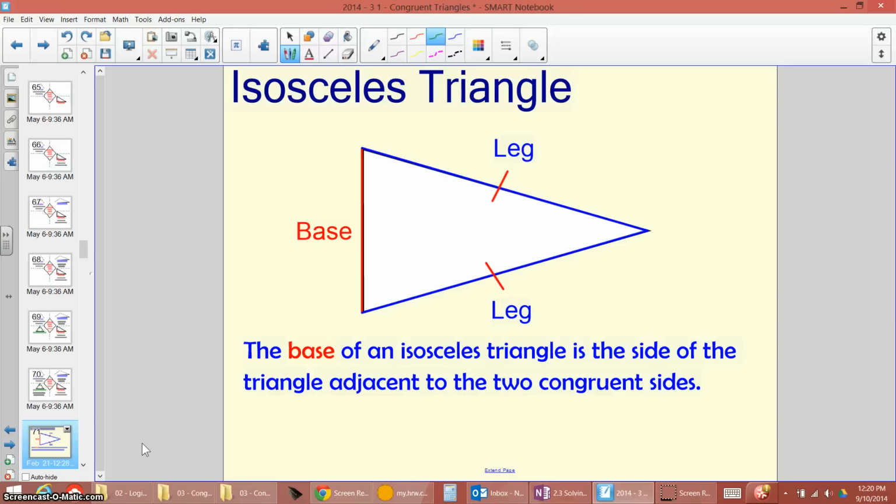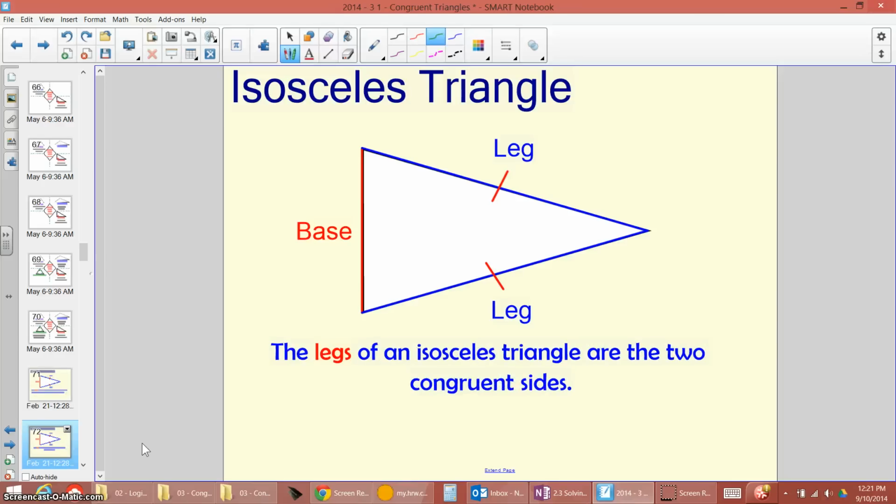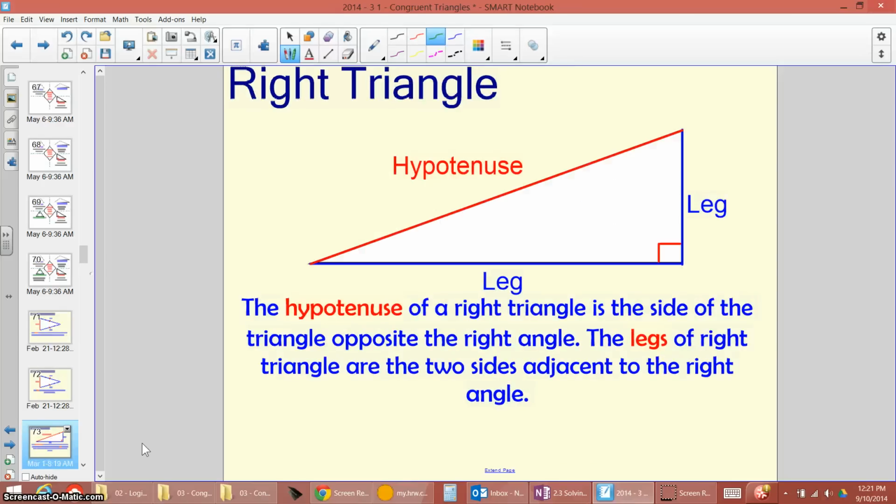So now isosceles has a base and two legs. The base of an isosceles triangle is the side of the triangle that is not congruent. The two legs are the congruent sides. A right triangle has a hypotenuse and two legs. The hypotenuse is the big word for the big side. If it's the big side of the triangle, then it's called the hypotenuse. Vocabulary word, know it. It's also the side that's opposite from the 90-degree angle.